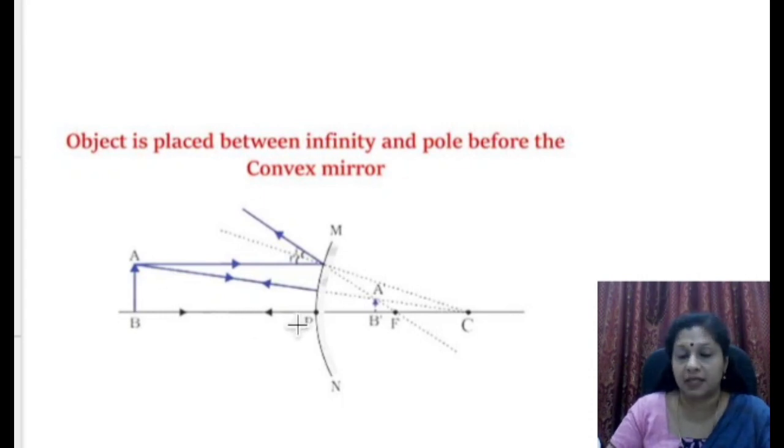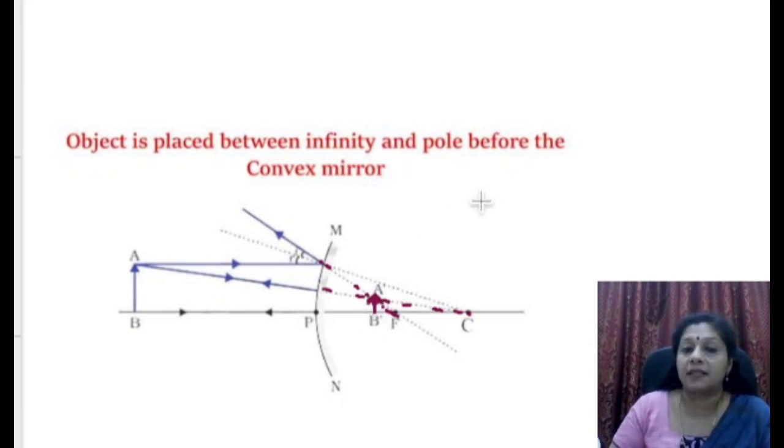The second position is, the object is placed between infinity and the pole of the convex mirror. Anywhere on the principal axis you can draw. So here we have drawn. So the first line is coming parallel, so it appears to diverge from the focus. The second is going through the center of curvature, or it is directed towards the center of curvature, so it will retrace its path. So again, these two are not meeting, but if you produce them back, they appear to meet here. Okay, so here if I draw, this is my image.